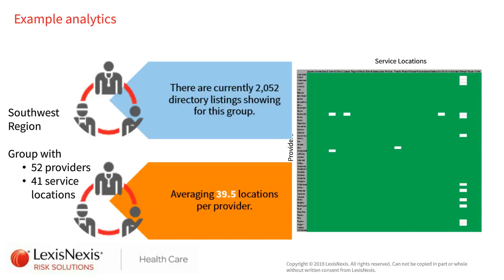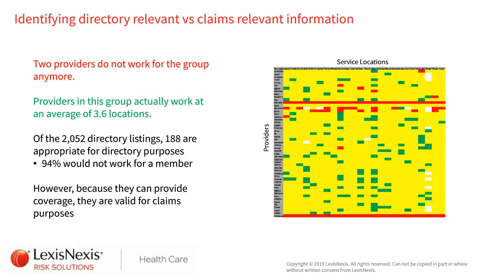You overlay that with the information that we have and the claims activity that there is, along with other information about those practitioners. And you can see that two of the providers don't work for the group anymore. And of this entire picture, only the green boxes indicate valid directory locations. But the yellow ones are also appropriate for claims. We've found this to be extremely helpful insight to get to the bottom of what's right and what's wrong and what's relevant for what purpose. And we've seen it to be actually more reliable than provider response in some regards.